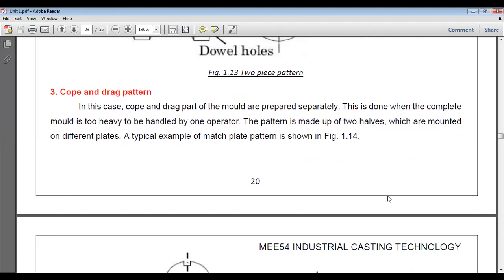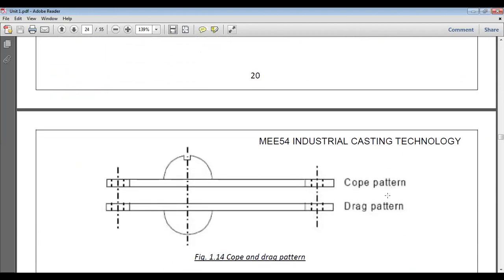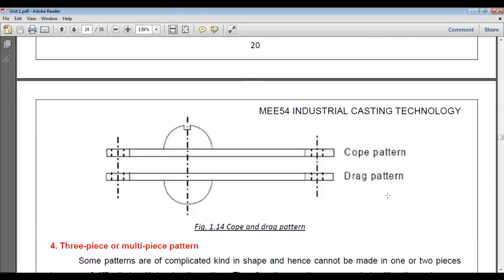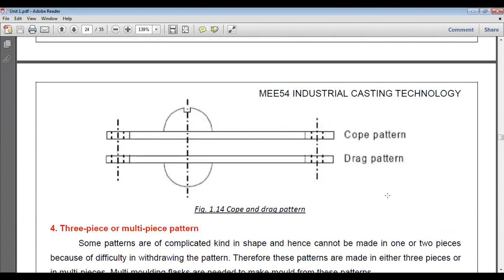So cope and drag pattern is a heavier pattern made up of two halves, two pieces, which are mounted on different plates. The above part is known as cope and the lower part as drag. You can see easily that the upper part is slightly different from the lower part. Somewhat symmetrical, but there are differences between the upper part and the lower part. You can see this opening is given here, whereas no opening is given on this side. So the upper part is cope and the lower part is known as drag.